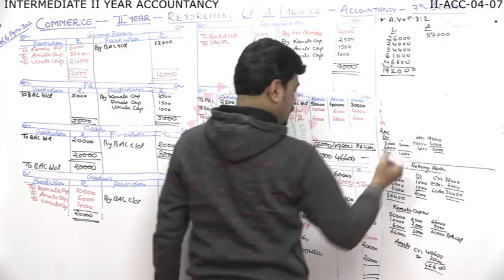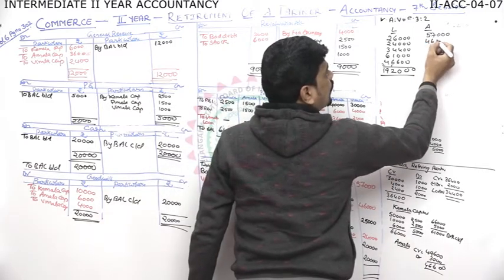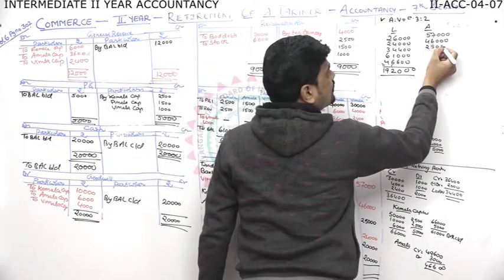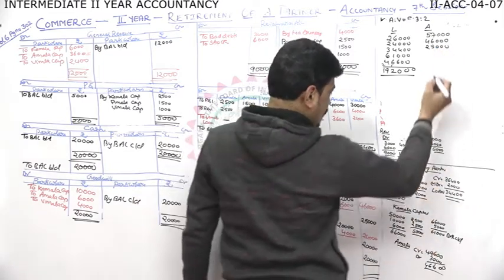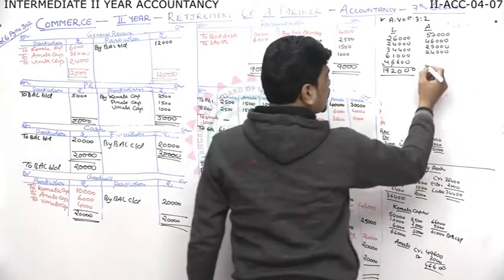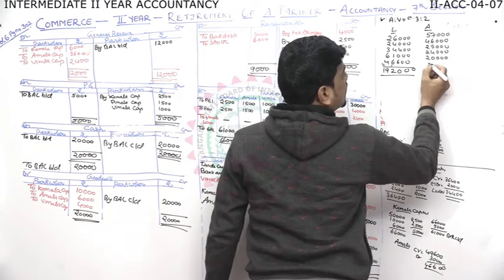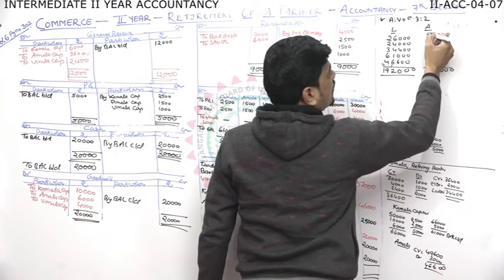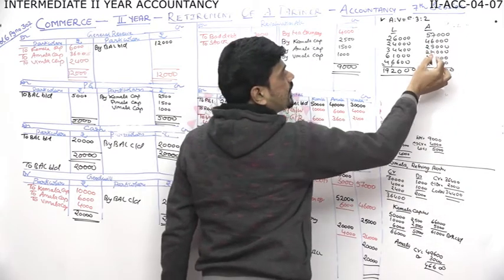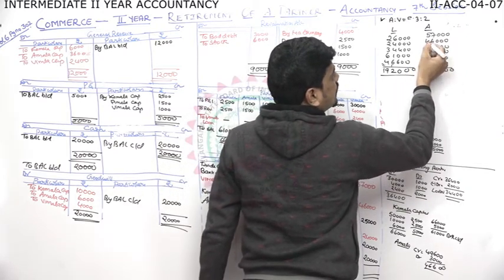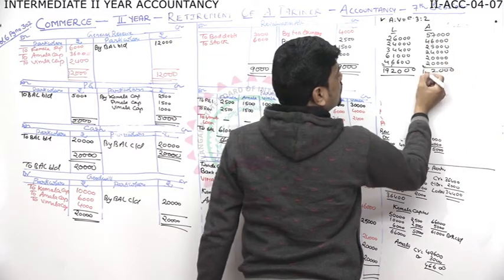57,000, then 46,000, 25,000, then 24,000, then 20,000, 20,000. 0, 0, 0. 7 plus 6, 13. 13 plus 5, 18. 22. 2, 4, 6, 8, 10. 10 plus 4, 14. 14 plus 19.